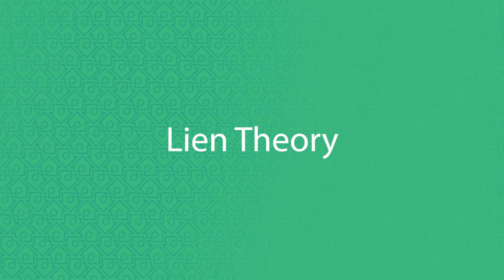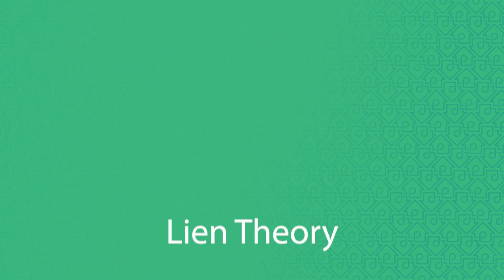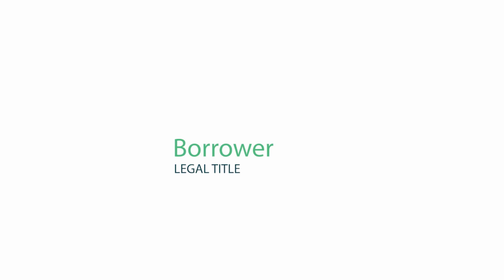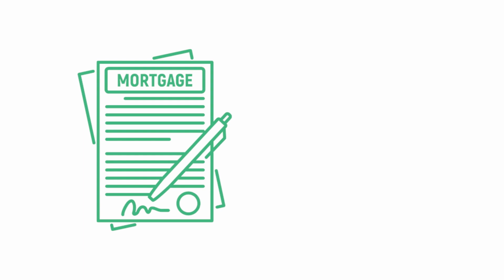So what about lien theory? In lien theory states, the borrower holds the title to the property. Instead of a deed of trust, a mortgage is recorded in the public record and acts as a lien against the property until the debt is paid off. With a mortgage, a homeowner has both legal and equitable title. When the mortgage is paid in full, a release or mortgage satisfaction is filed in the public record to remove the lien. Should a borrower default on a loan in a lien theory state, a judicial foreclosure is required for a lender to take possession of the property.